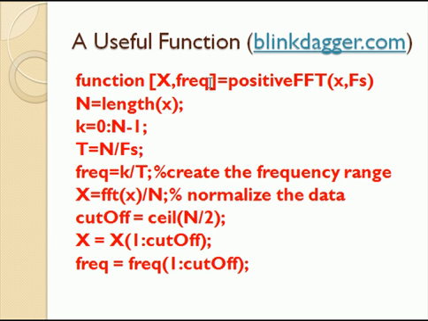All right, so I'm not going to go through how this works. All I know is I send it a set of data, time samples, and a sample rate actually, and then I get back a set of FFT values and for each of those a corresponding frequency. Then we can plot the absolute value of x versus this frequency and get it the way we want it. All right, so check out blinkdagger.com if you want this script.